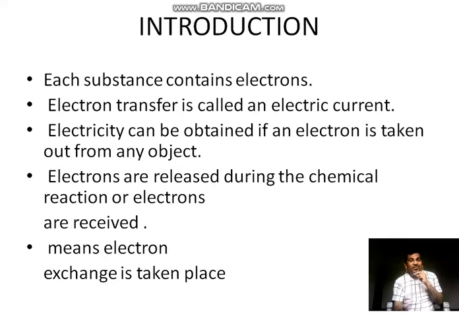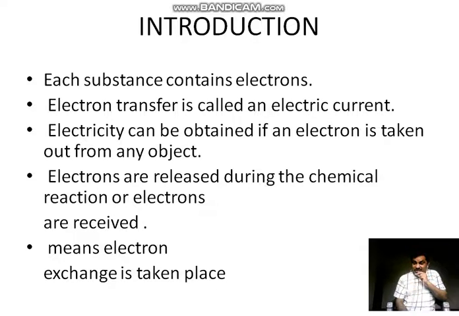So what do we have to remember for this? First, each substance contains electrons. Now, electron transfer is called an electric current. Here we can understand that all substances contain electrons and electron transfer is nothing but electric current. So electricity can be obtained from any object by removing the electrons.